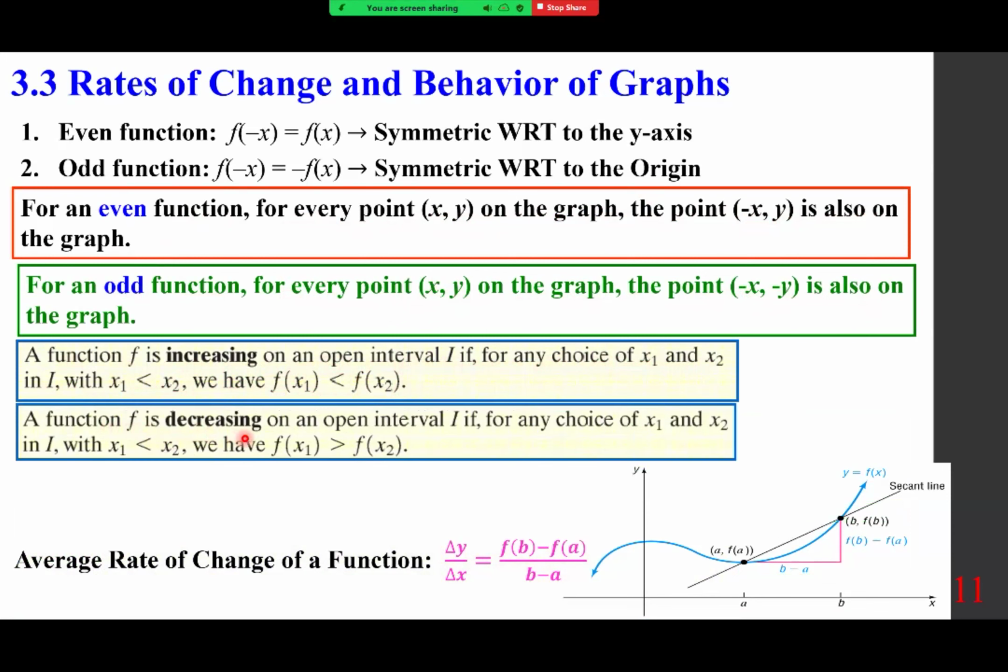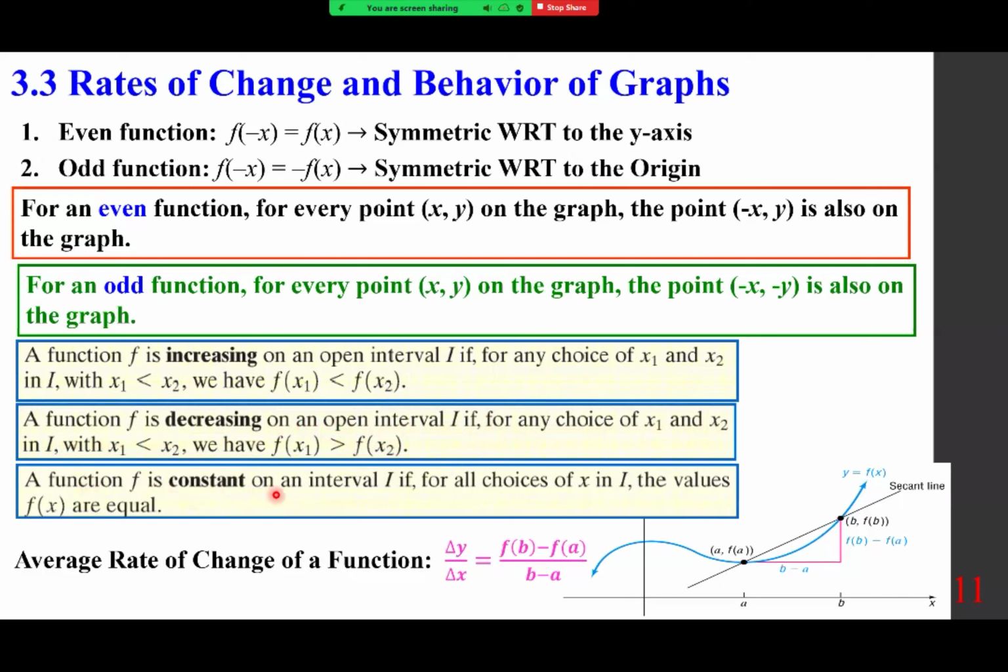A function f is decreasing on an open interval I if for any choice of x1 and x2 in I with x1 less than x2, we have f of x1 larger than f of x2. And finally, a function f is constant on an interval I if for all choices of x in the interval I, the values f of x are equal. The shorthand version for the increasing and decreasing is as follows, class. In short, this says when x gets larger, so does y. For the decreasing, when x gets larger, y gets smaller. That's it.